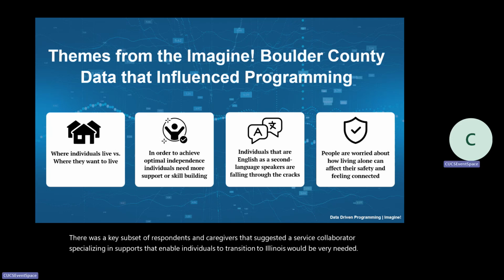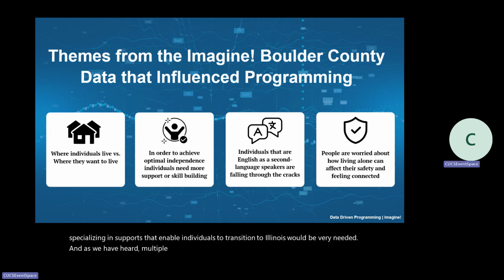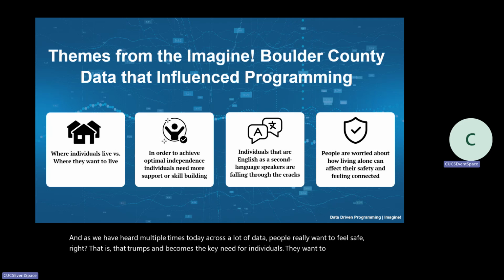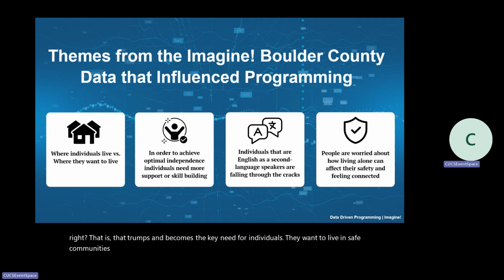And as we have heard multiple times today across a lot of data, people really want to feel safe, right? That trumps and becomes the key need for individuals. They want to live in safe communities. 87.97% want to live near family and friends. 68% want access to social opportunities. And again, individuals who are Spanish speaking are falling through the cracks and not even getting to the front door to have some of these opportunities.